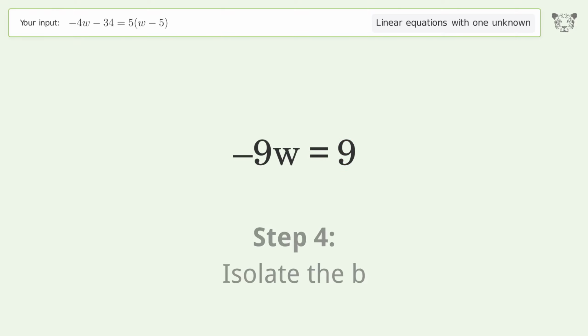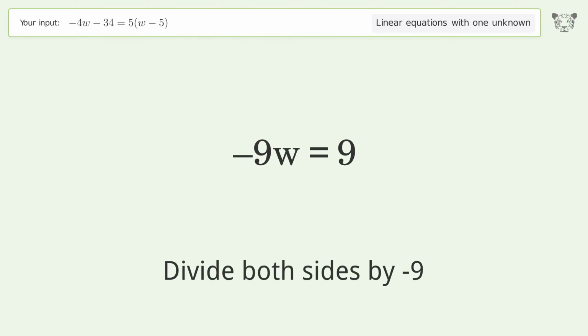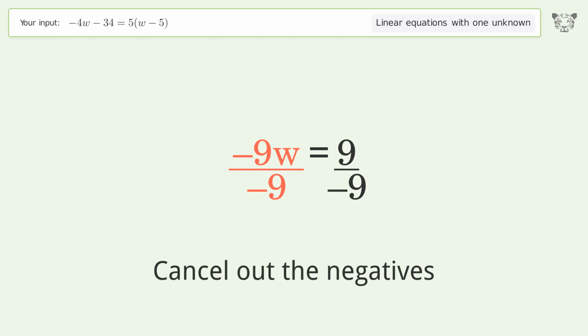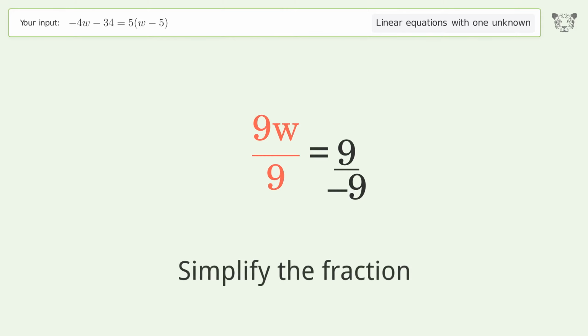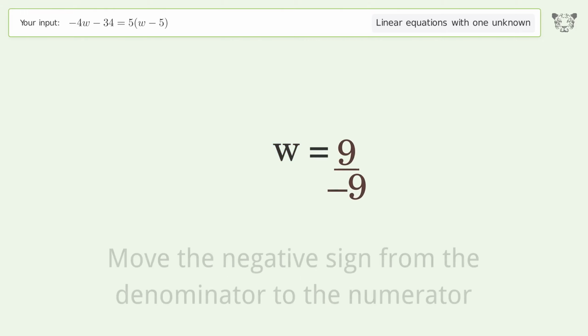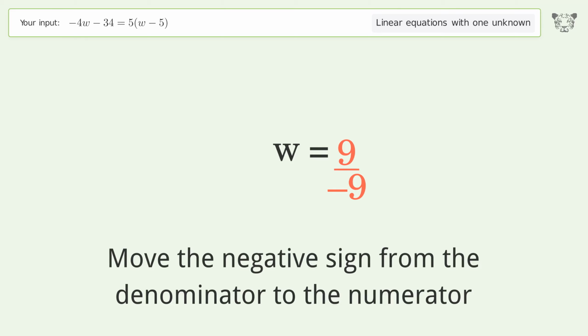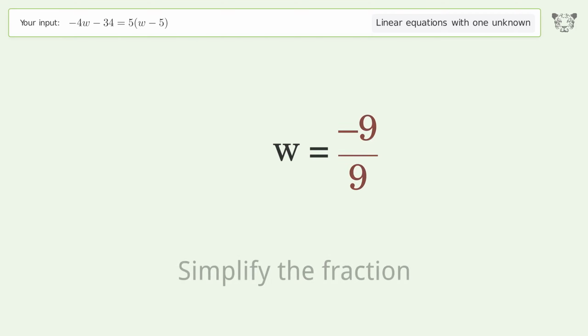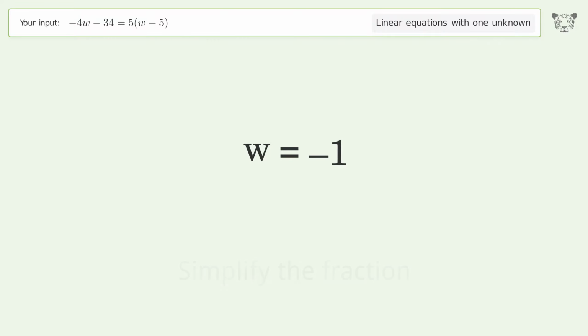Isolate the w. Divide both sides by -9. Cancel out the negatives. Simplify the fraction. Move the negative sign from the denominator to the numerator. Simplify the fraction. And so the final result is w equals -1.